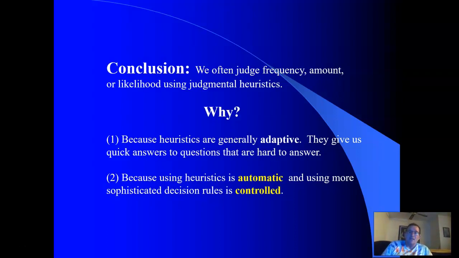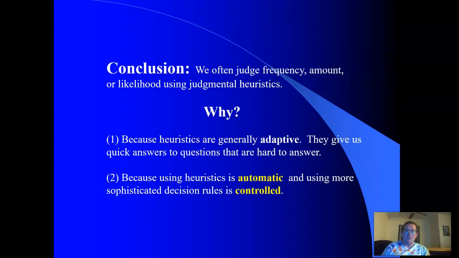If they're not perfect, then the answer is that they're useful. And the other answer is that they're automatic. And you will learn later in the course that one of the many features of automatic thinking is that sometimes it happens whether you like it or not. We don't have complete control over automatic thinking.